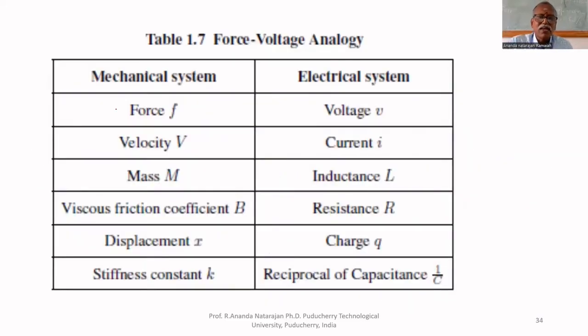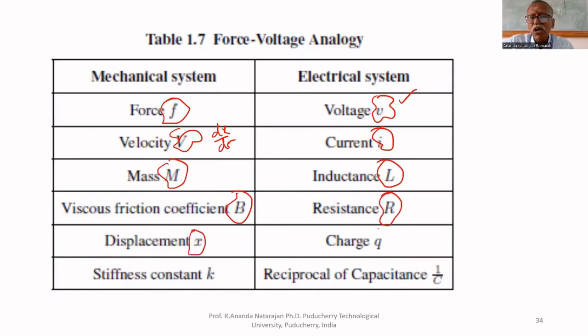Now what are the equivalences? For a given force, the equivalent in the analogous electrical system is voltage V. For velocity, dx by dt, here current. Mass M means inductor L. Viscous friction coefficient B means resistance R. Displacement X means charge Q.